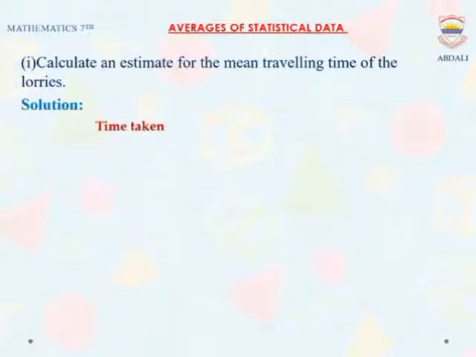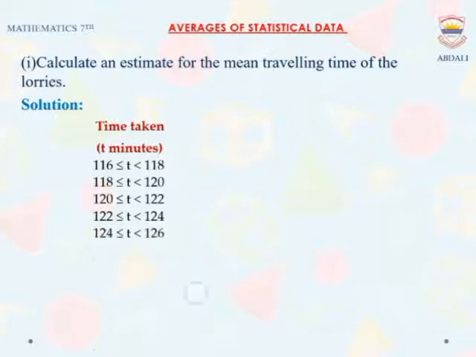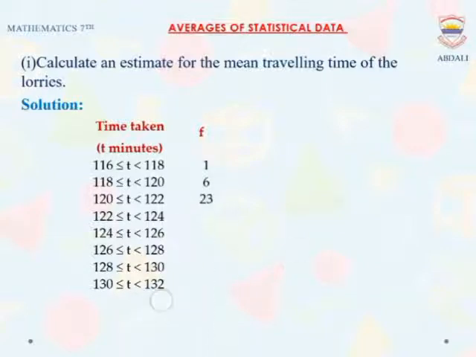We know how to find mean for grouped data. Firstly, we will rewrite our table's columns: time taken in minutes, and after that we will write the number of frequencies as f. The number of lorries will come in frequency. So we have to write all the frequencies, and after writing frequencies, what are we going to do?